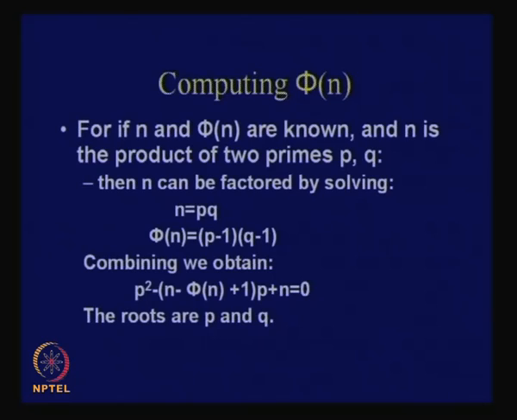So suppose we know the value of n and the value of phi n. If I combine n equal to p q and phi n equal to p minus 1 times q minus 1, then I can write phi n as p q minus, taking common, p plus q, plus 1. If I plug in p q equal to n, then we obtain a quadratic equation, and the roots of this quadratic equation will be the values of p and q. So if I know the value of phi n, then I am able to find the values of p and q, I am able to factor n. Therefore the computation of phi n is no easier than factoring n. This is a simple implication that we can understand.